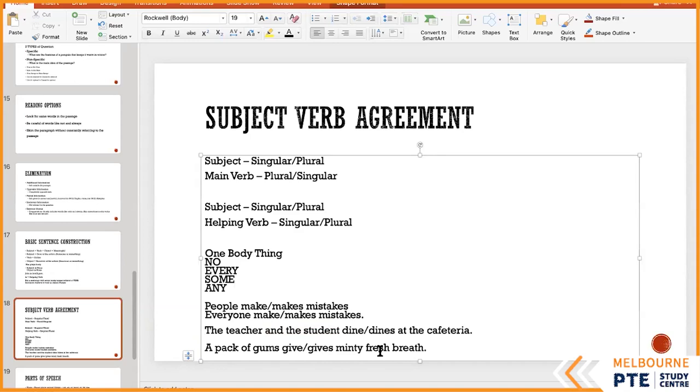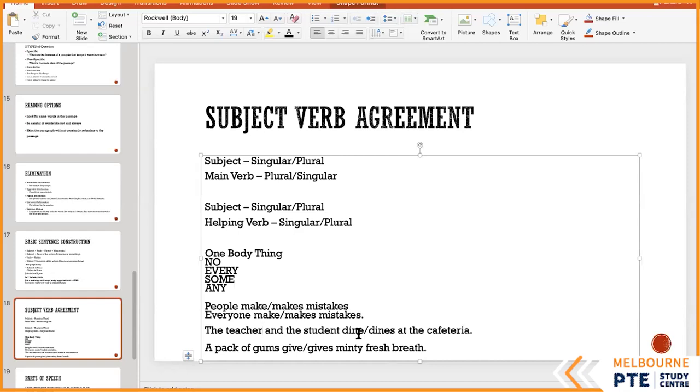Dine. It's still dine. Why? Because there are multiple things. It's one teacher and one student. Are they plural or singular? Singular, but together. They are together, remember that? So it's still plural. So whether I have s over here or s over here or no s over here, my subject is still what? Plural. So my verb should be? Got it?